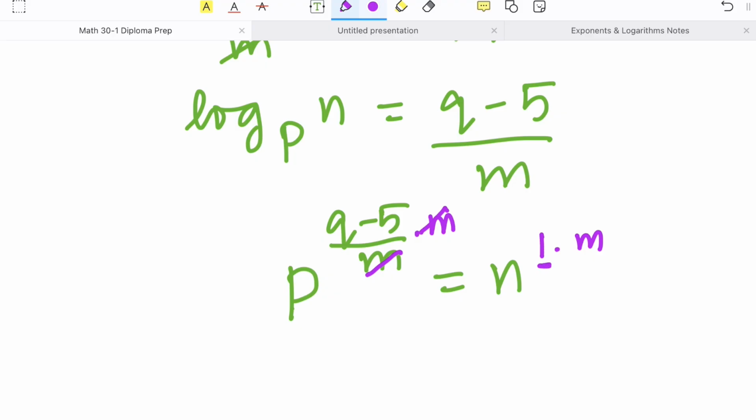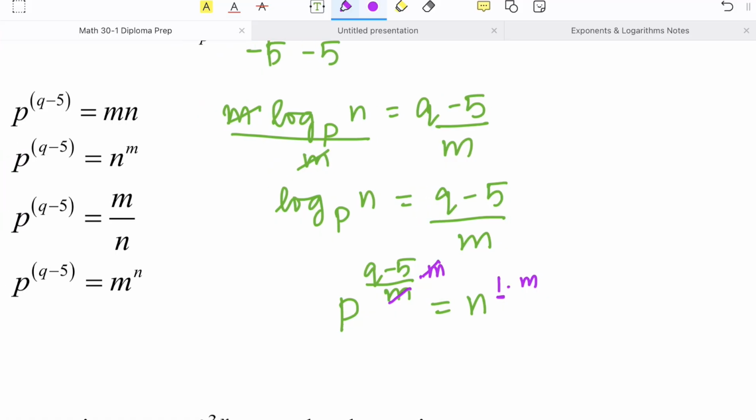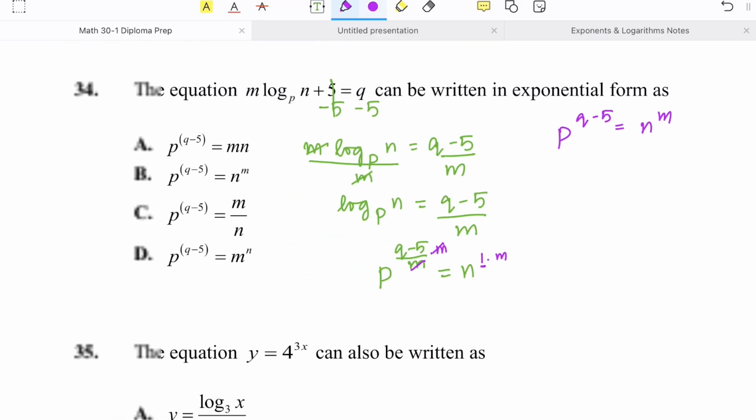The reason why I have a 1 here, we'll talk about in the next video. Just the number 1 also has a power of 1. 100 also has a power of 1. Okay, that's why. So we have q minus 5 is equal to n to the power of m, and that should be my answer, and I can see that it's option B.